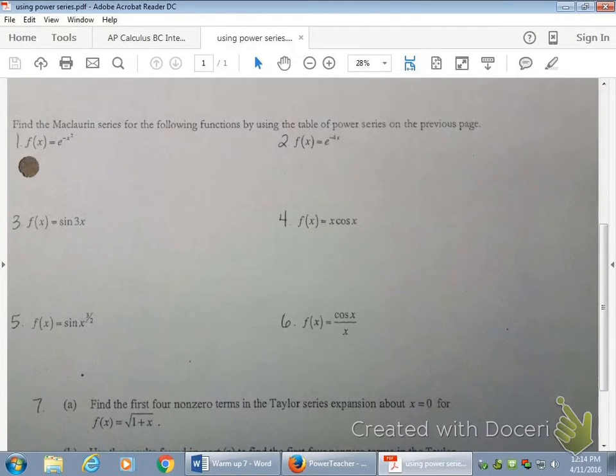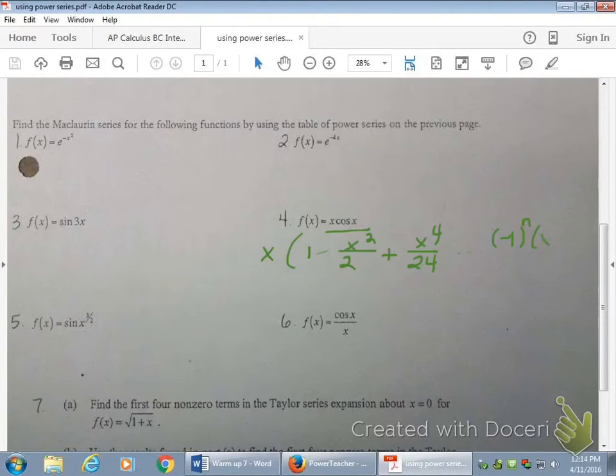I am going to do number 4 with you, because 4 is a little bit different. It says x cosine of x. That's different because you're not going to plug anything in for x. It means you're just going to multiply by cosine of x. So if you have the thing memorized, we know that we've got the x, and then the cosine of x is 1 minus x squared over 2 factorial plus x to the fourth over 4 factorial, and then so on.